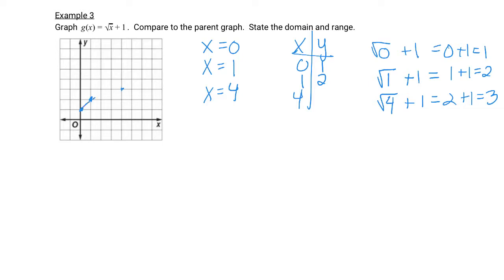We can connect these with our line. Next, it says compare it to the parent graph. Well, the parent graph is always 0, 0, 1, 1, 4, 2. I'll put that in the wrong spot.